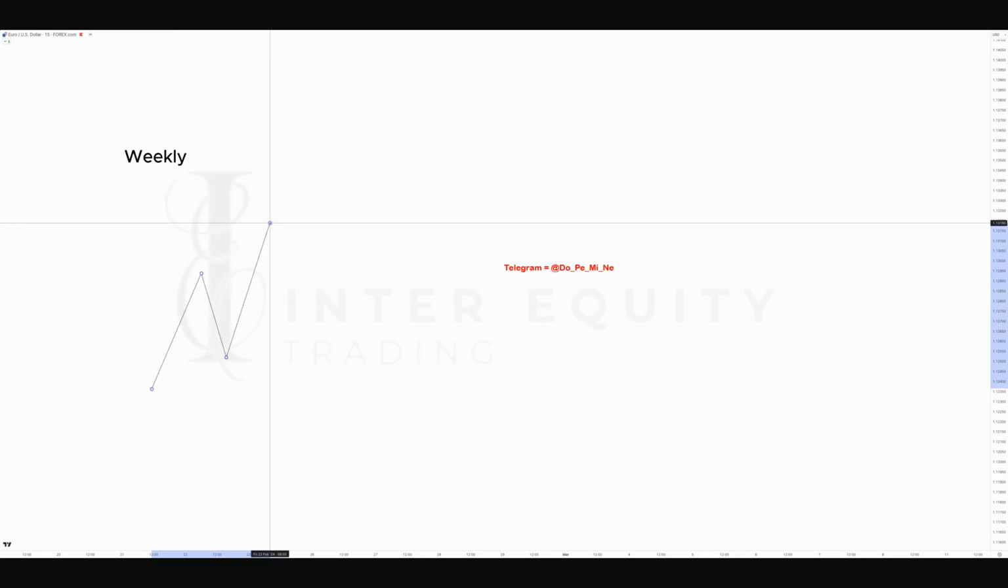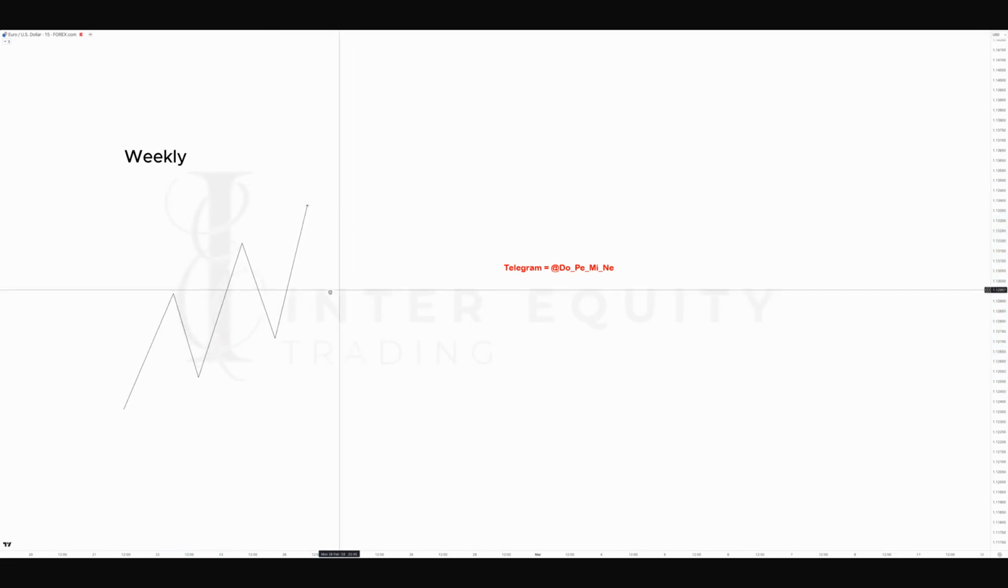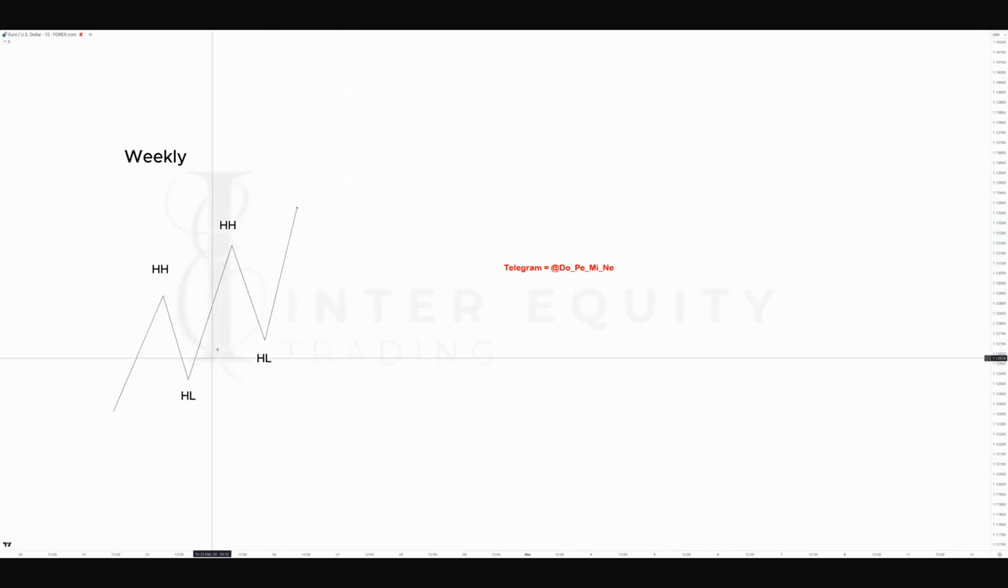Let's say here we have the weekly time frame. Okay, so you can see that the weekly time frame is bullish. And how do we know this? Well, we know this because of its higher highs and higher lows. Okay, let's use the highlighter tool to mark out the structure. So a higher high, higher low, higher high, higher low, and higher high.